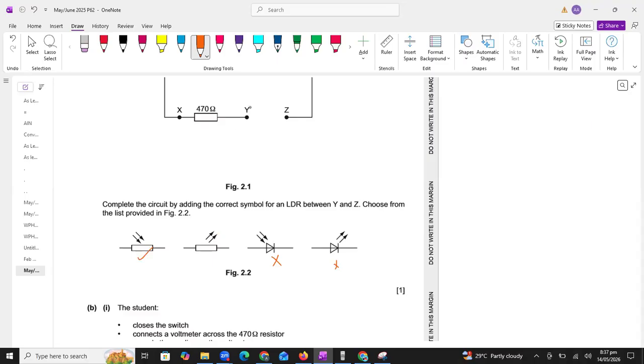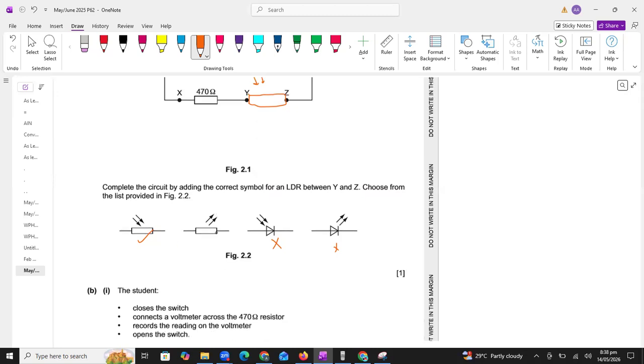So what we have to do, students, we have to draw the symbol of light dependent resistor. It's a simple resistor and two arrows which are moving outward. Sorry, my mistake. All right. So now you can see these two arrows are showing the light intensity shining on it. So that's why it is a light dependent resistor.